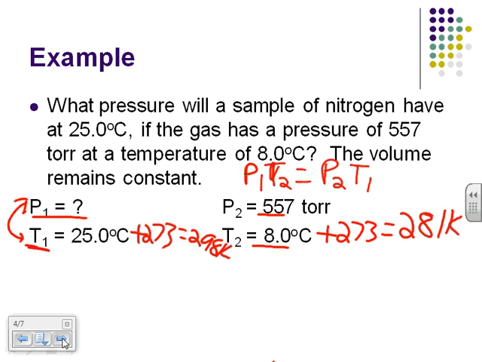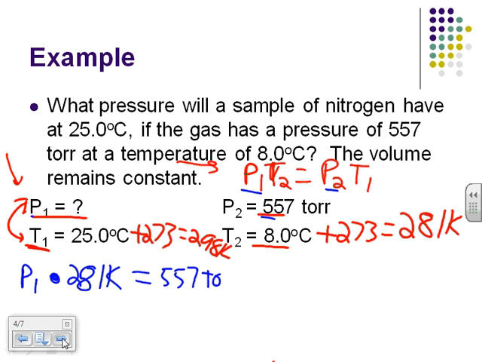Now we have our formula. We have our knowns and unknowns. We can just plug the numbers in. Let's take a look. P1, sitting right here is question mark, so we just write P1 times our T2, 281 K, equals, now we have our pressure 2, 557 torr, times our T1, that's going to be our 298 K.